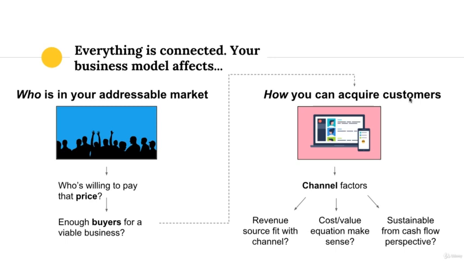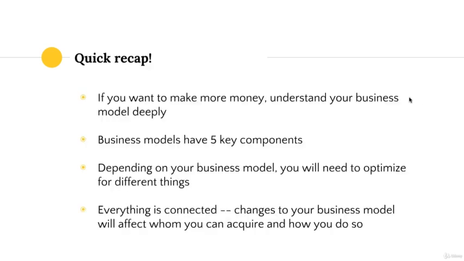You really can't think about these things in isolation. You have to always think about what will be the implications at other parts of the funnel if I make changes to my business model. Okay, let's recap. If you want to make more money, understand your business model deeply, and remember that business models have 5 key components. Depending on your business model, you'll need to optimize for different things, which we'll get more into in the next lecture. And remember, everything is connected.